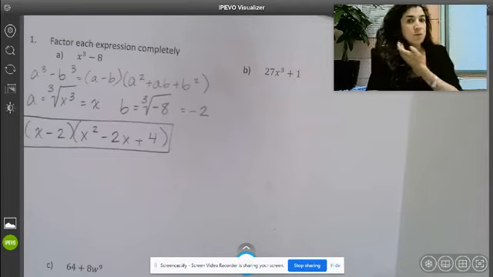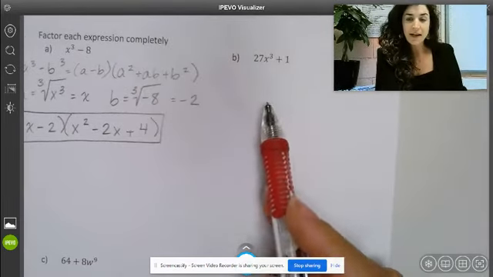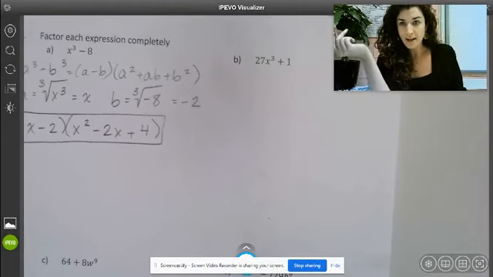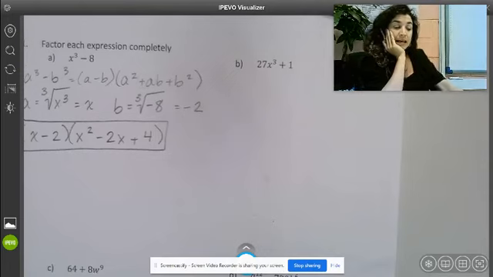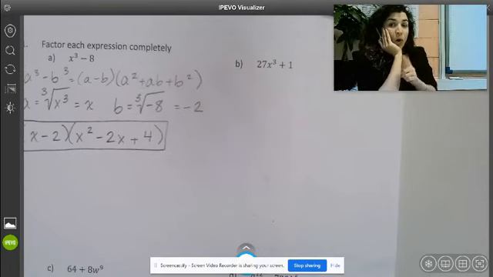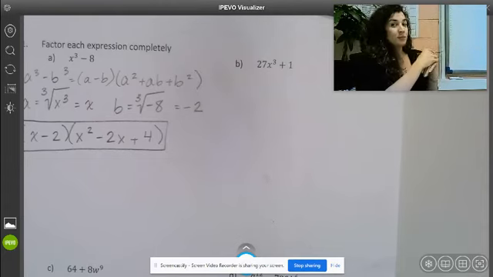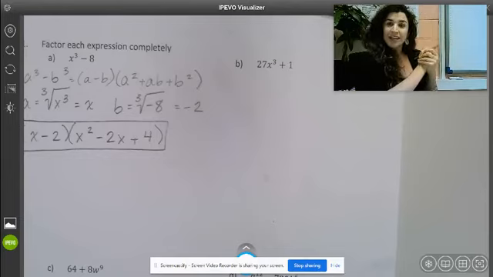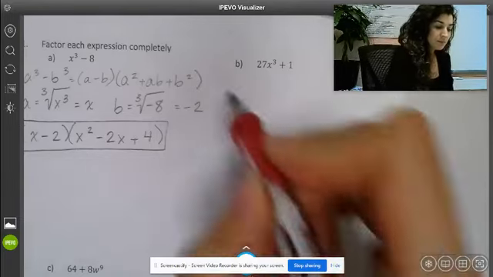So this is 27x cubed plus 1. This is two terms, 27x cubed and 1. So that should be an alarm bell of, oh hey, we've only got two terms, I should probably be looking for something else that involves two terms. And you notice that these are perfect cubes. 1 is a perfect cube: 1 times 1 times 1 is 1. 1 is also a perfect square and a perfect fourth, right? 27x cubed is also a perfect cube.